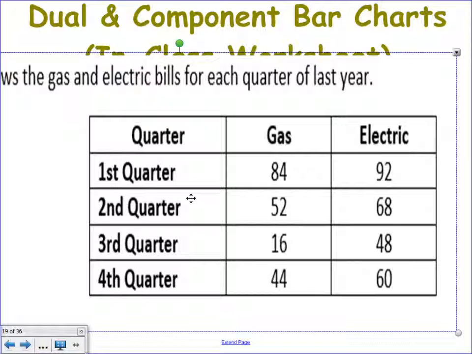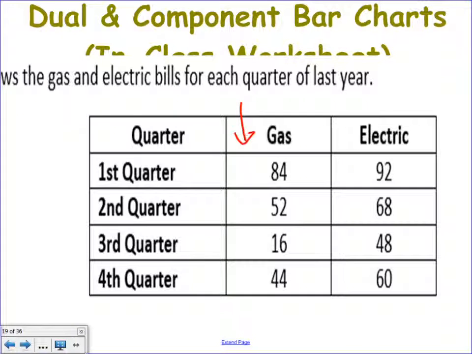So what is my dual bar chart going to compare? What are my two categories going to be when I go to my dual bar chart here? What's one bar going to be? What's the other going to be? Gas, electricity. Good. Because we've got two things, we need a key. Okay? So when you're doing your dual bar chart, you're comparing the two sets of data. Does that make sense? Yeah? You're comparing the gas with the electricity and you're putting them side by side.